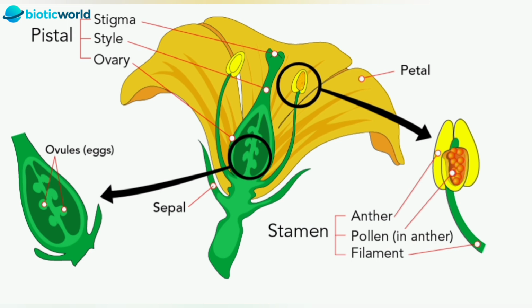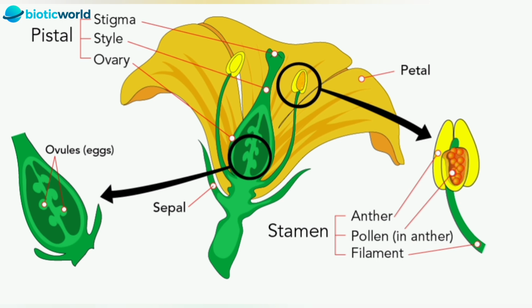Filament, a slender stalk that holds the anther in place, making it easier for pollinators like bees or wind to collect pollen. The female part is called the pistil and includes stigma, style, and ovary. Stigma, this is the sticky surface at the top of the pistil that captures pollen. Style, the tube-like structure that connects the stigma to the ovary. The style guides the pollen tube down to the ovary.